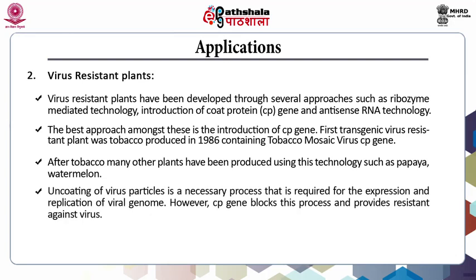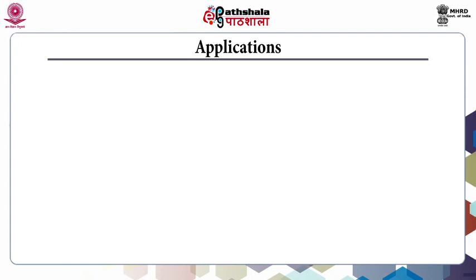Uncoating of virus particles is a necessary process and is required for the expression and replication of viral genome. However, CP gene blocks this process and provides a resistance against virus. Next application is production of herbicidal resistant plants.